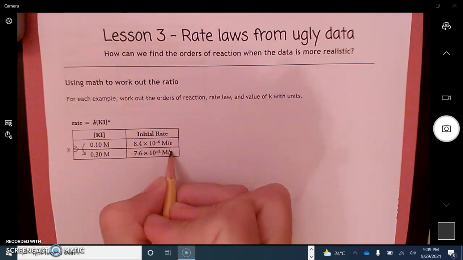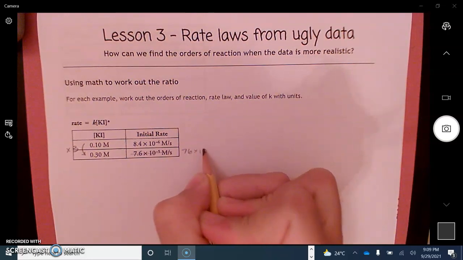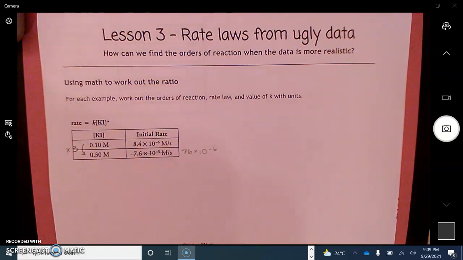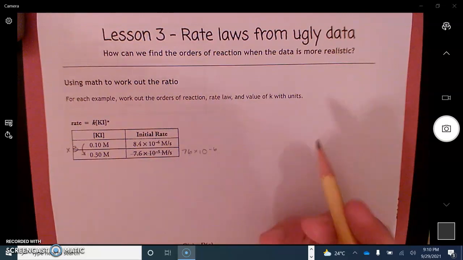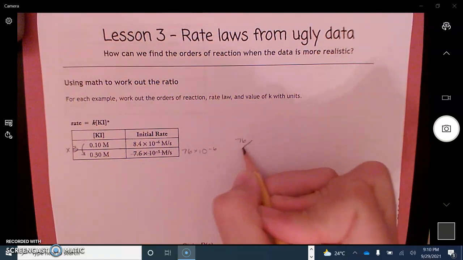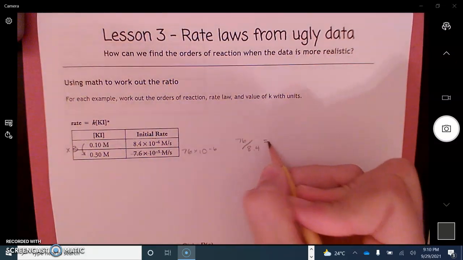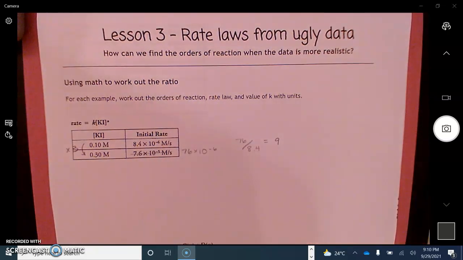So this one I will replace with 76 times 10 to the minus 6. Again, now I need to say what has happened to get 8.4 to 76. It's more than tripled, right? But I'm not confident in that. I probably want to put it in my calculator. So I would do 76 divided by 8.4 to figure out exactly how much bigger it is. And you come up with just about 9.